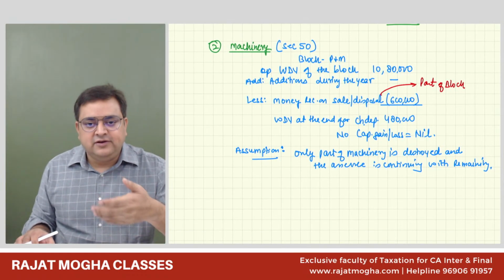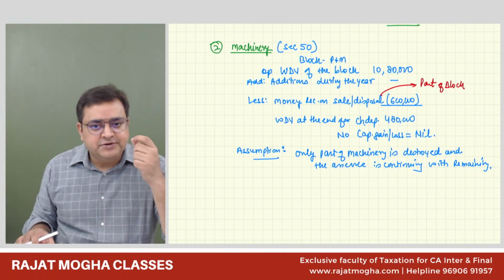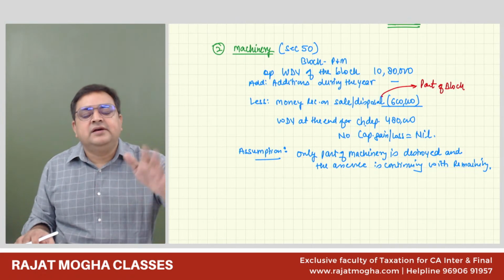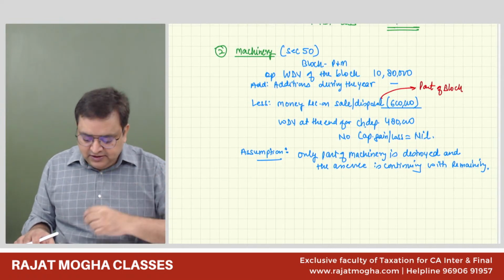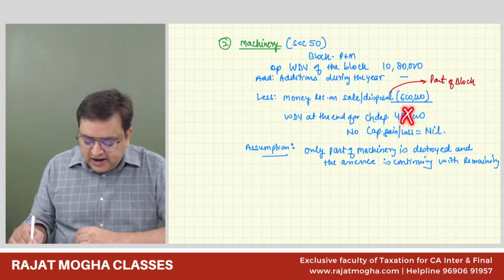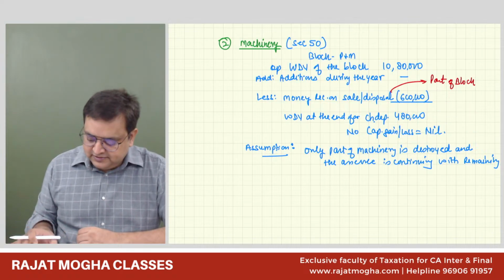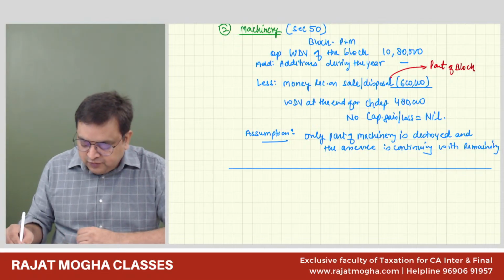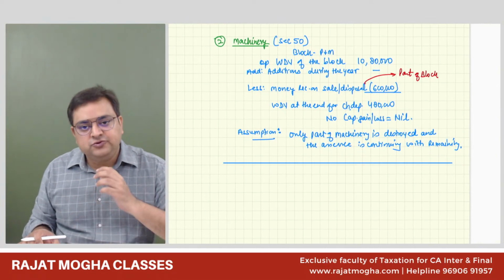But in case you take the second assumption, that whatever the machinery is salvaged, whatever the machine we could save, that is also taken by the insurance company. So everything they are taking and they are giving me compensation. So in that case, WDV at the end for charging depreciation would be 0. And 4,80,000, which we are not able to recover, it will become our capital loss. So this would be the second assumption. So you have to choose only one out of it in your examination, right? So whatever you feel like, you can choose that.